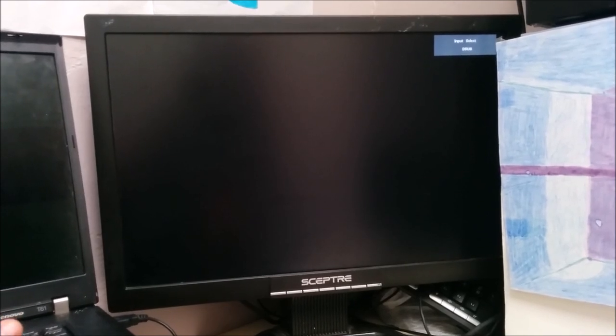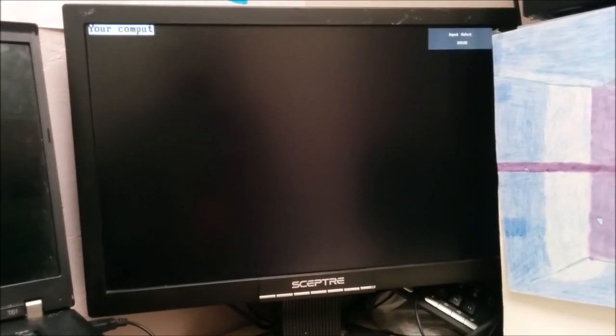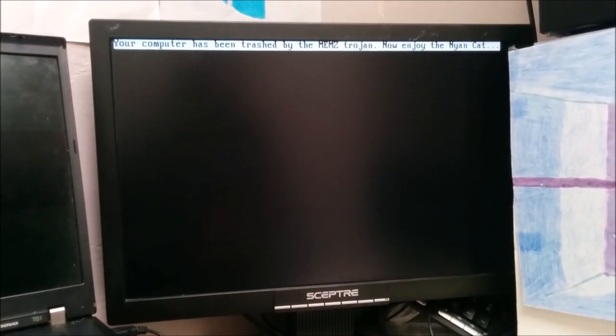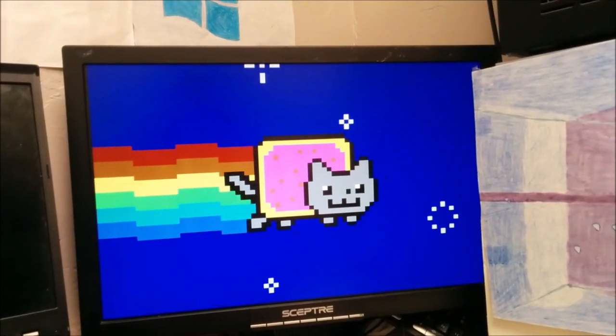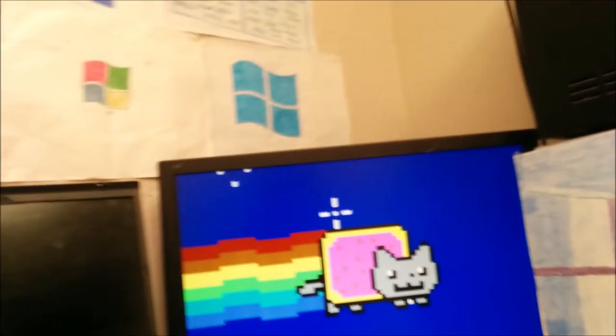I hope we don't get Nyan. Okay, what's happening? This does not look good. This is kind of worrying. Okay, which one is it? I'm gonna do that one. Uh-oh. Oh, crap. Okay, that's bad. We got Nyan. I got Nyan Cat when trying to boot to the DVD.